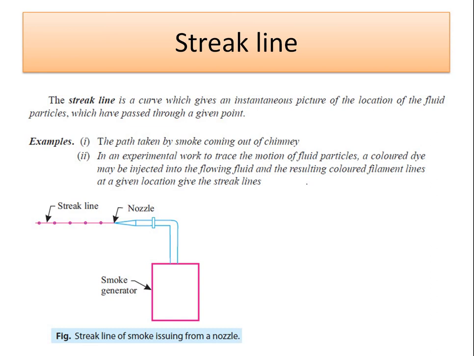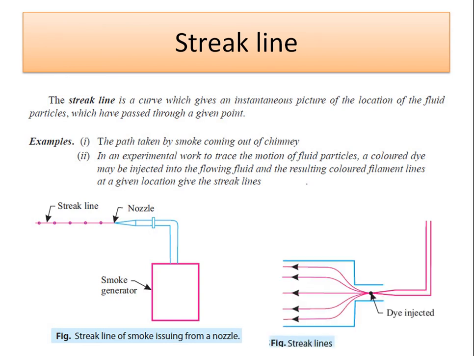The path taken by smoke coming out of a chimney, or in an experimental work to trace the motion of fluid particles, a colored dye may be injected into the flowing fluid. The flow around the colorful filament lines at a given location is given by the streak lines. These are some examples of streak lines.